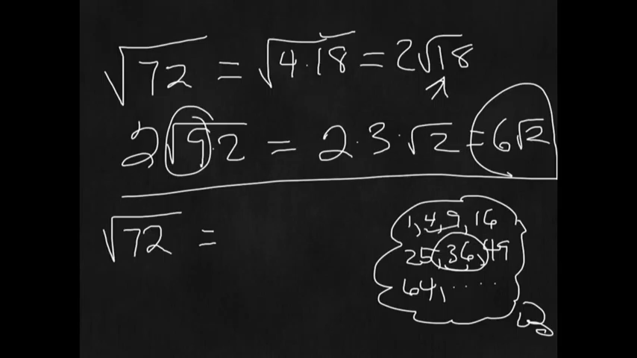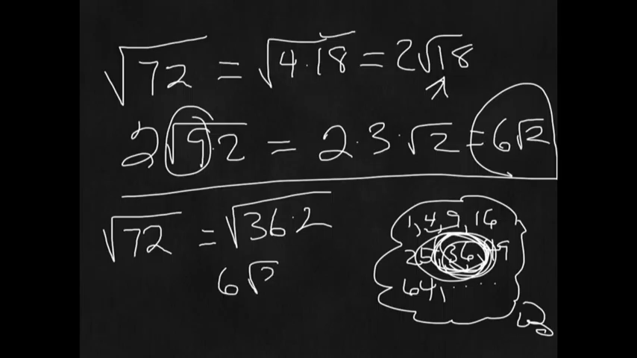Yes, 4 goes in there. 16 may even go. I don't know. I can't think of it right now. I don't think 16 goes. No. Anyway, 36 is the largest perfect square that divides evenly into it. And watch how it saves us time. By taking the time to find the largest perfect square, I get square root of 36 times 2, which gives me 6 root 2. I got to the answer really fast, right?